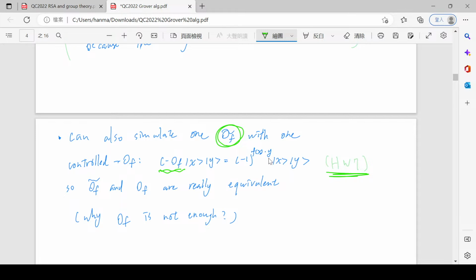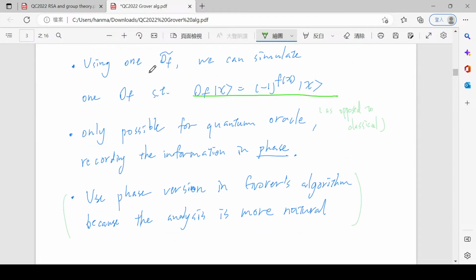And the control version of the oracle is very similar. It's (-1)^f(x) but also times y. So this oracle is controlled by the second register y. If y equals 0, then nothing happens, and if y equals 1, you get this controlled version.